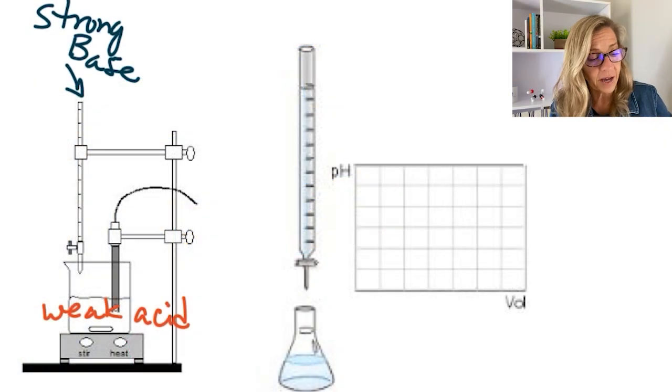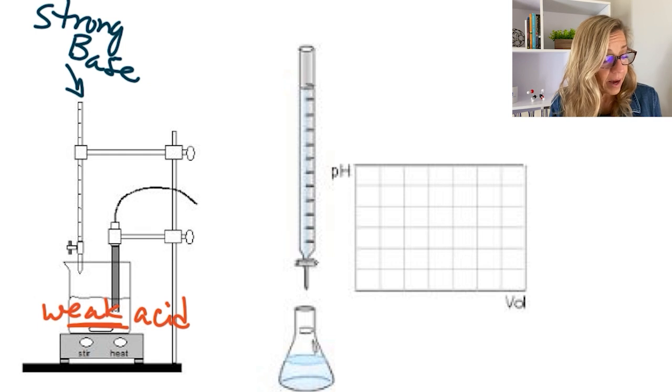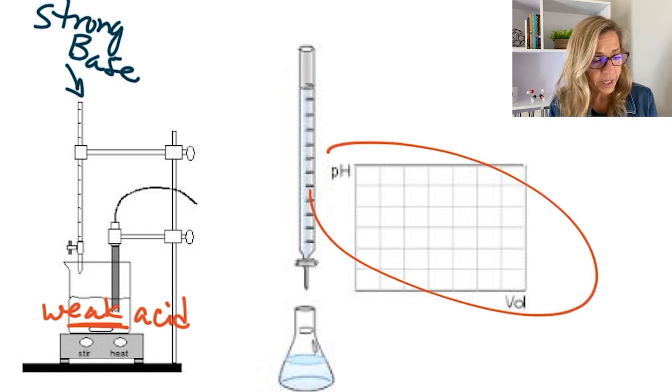This time, instead of a strong acid, I'm going to use a weak acid in my beaker or flask. I'm going to put a pH meter in there. I'll put a strong base up in the burette and I'll drop little amounts of that base in there. And what's going to happen? The neutralization reaction. And what we're going to do is plot that pH versus volume of base added. And what will that pH curve look like?